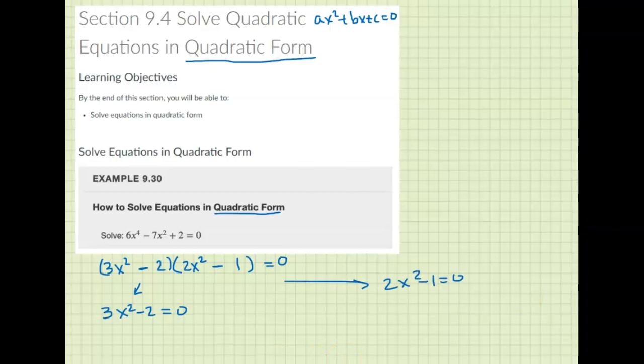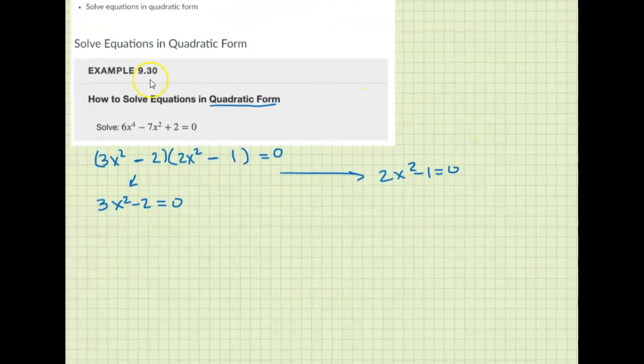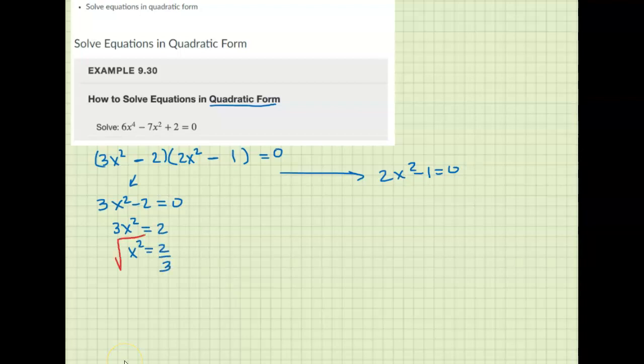Alright, so notice here I have two quadratic equations that I need to solve. So I need to do more. How do I solve these? I could take the square root of both sides. Let's solve for x squared. 3x squared equals 2. X squared equals 2/3. I'm going to take the square root here, plus or minus. X equals plus or minus square root of 2 over square root of 3.